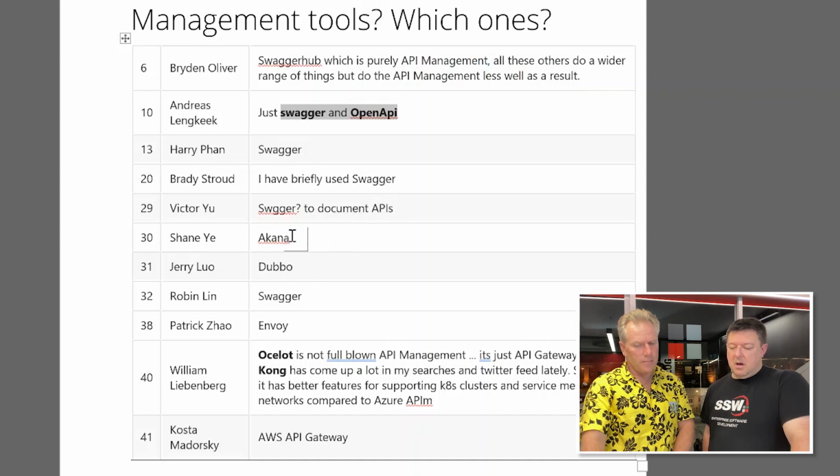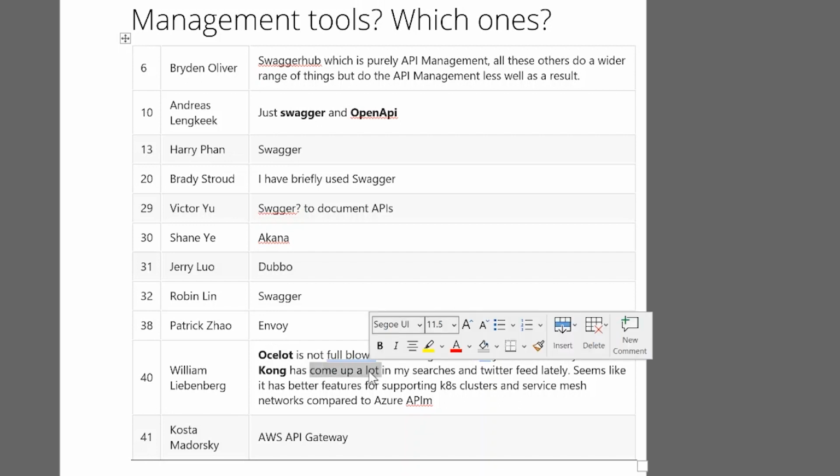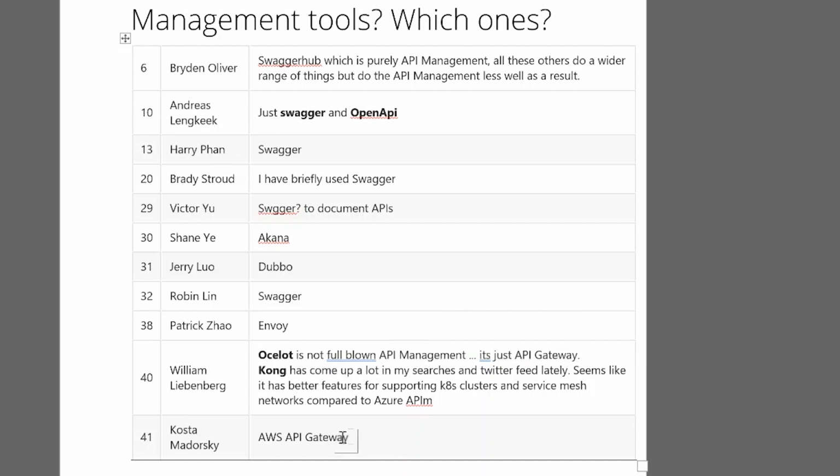So in China, some of the guys use some other ones. Have you heard of Akana? I have heard of Akana, yes. It seems Dubbo is popular. Dubbo is sort of a proxy from Apache. It's not quite API management. And Envoy. Not sure why. I think that's sort of similar to Dubbo. Right, okay. It's not quite the full API management that we're using. And your answers, here we go. Oh, yes. Ocelot. No. Okay. And Kong. Okay, similar to what you said before. And Costa is into AWS.